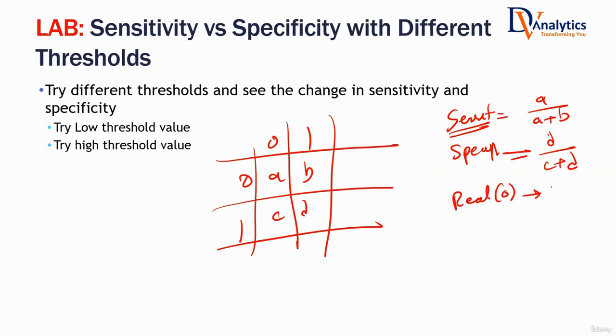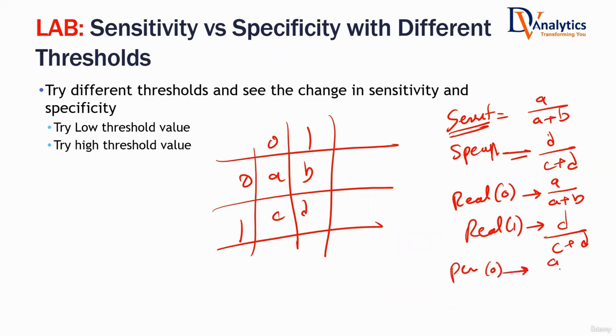Recall of class 0: A divided by A plus B, which is equivalent to sensitivity. Recall of class 1: D divided by B plus D. That is the same as specificity.